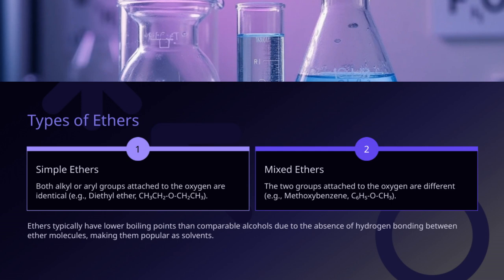A key point to remember about ethers, especially when comparing them to alcohols, is that they generally have lower boiling points. This is because they lack the hydrogen bonding that alcohol molecules can form with each other. As a result, ethers tend to be more volatile and are quite useful as solvents in many chemical processes. So, understanding these two types, mixed and simple, helps us grasp their structural differences and how those differences impact their physical and chemical behavior, which ties back to their role in various applications throughout the presentation.